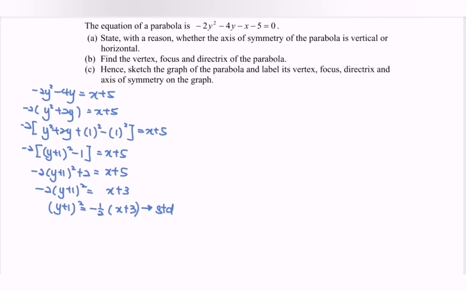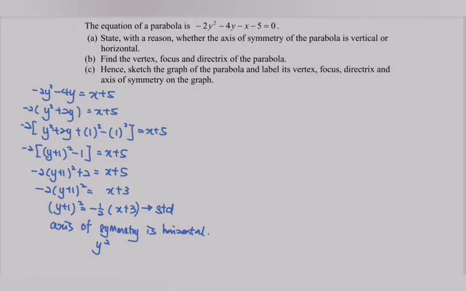So state the reason whether the axis of symmetry of the parabola is vertical or horizontal. The axis of symmetry is horizontal because we have the y squared. So now we already have the standard form and also the reason.